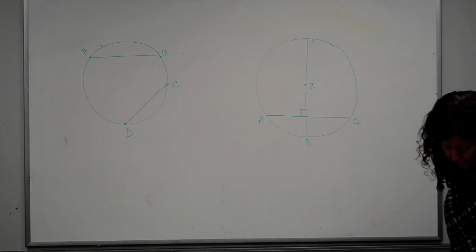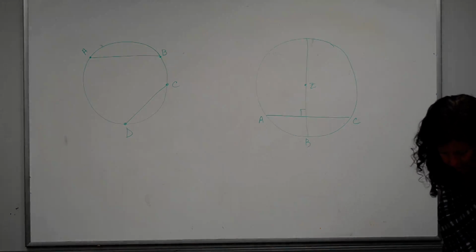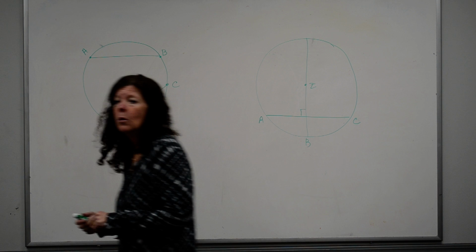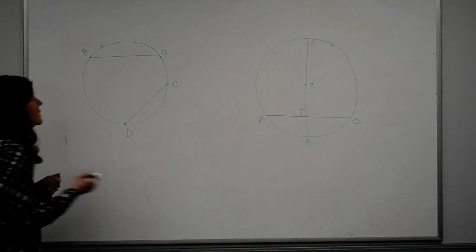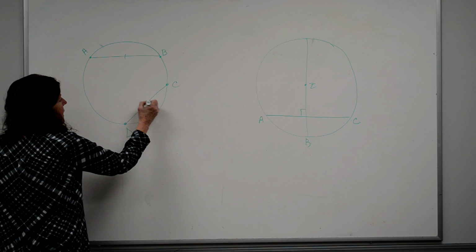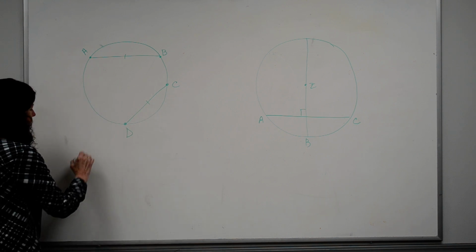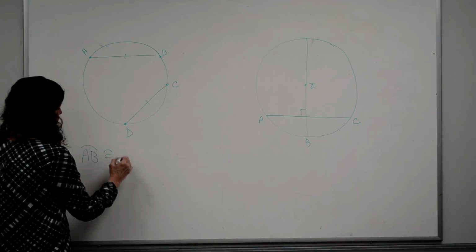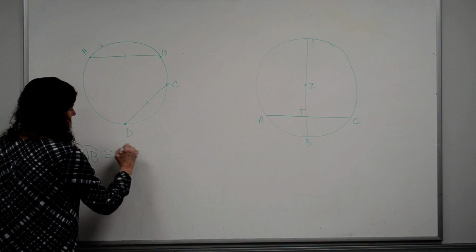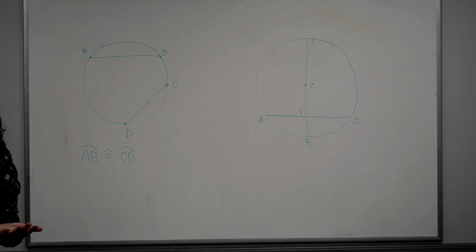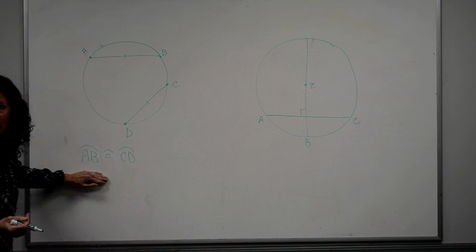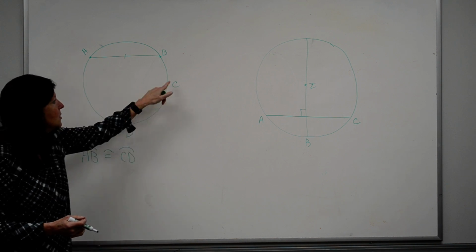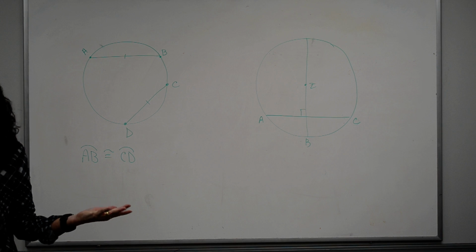In a circle or in congruent circles, two minor arcs are congruent if and only if their corresponding chords are congruent. Now remember, the chord is the line segment between 2 points. So if I say this is congruent to this, then I can automatically assume that arc AB is congruent to arc CD. The converse is also true. If they tell me that these two arcs are congruent, I can automatically assume that the line segment AB is congruent to the line segment CD. Okay, does that make sense?